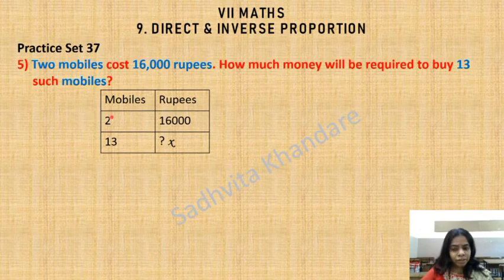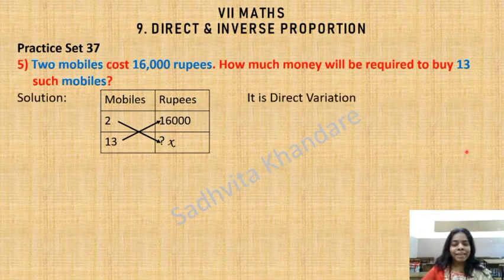Because this question is of direct variation, the method is going to be cross multiplication. 2 into X is equal to 13 into 16,000. It is direct variation. We have written it down in the same way, children. Now we will shift this 2 to the other side of the equal sign. Multiplication will change to division and it will go down in the denominator.